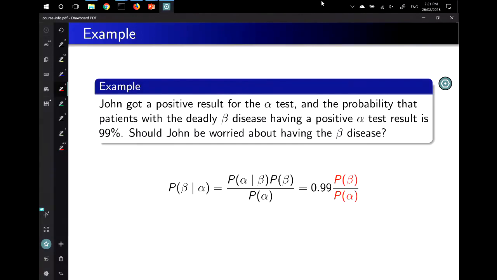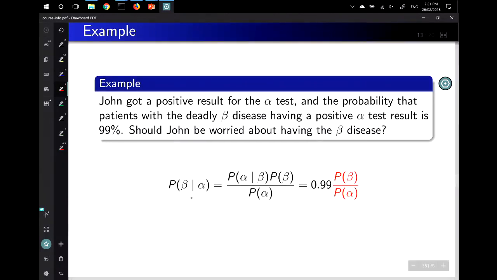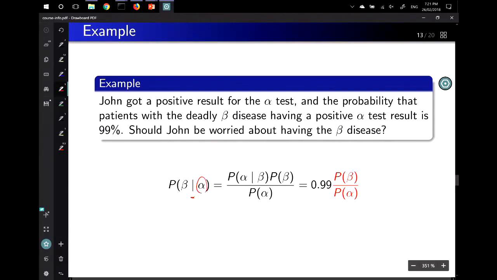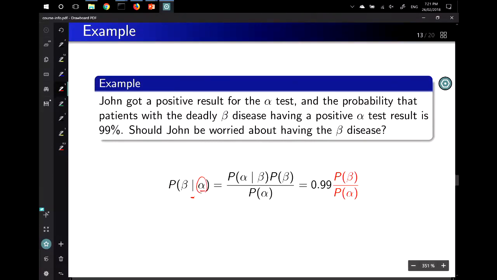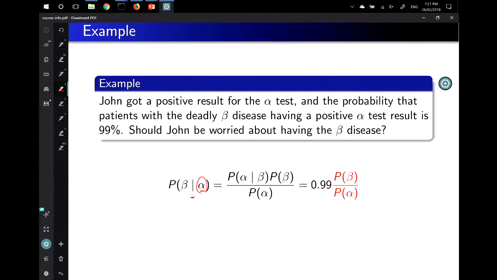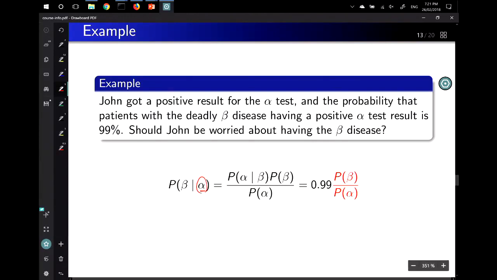So basically, what we try to do is, given the information, given that this patient has a positive result, and I use alpha to say the test result is positive. I can put a bar or a not before it to say the result is negative. We try to reason about the probability that the patient actually has this disease, beta.